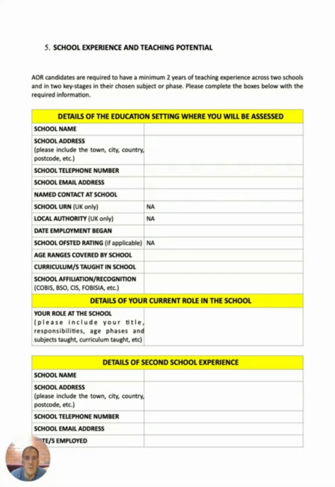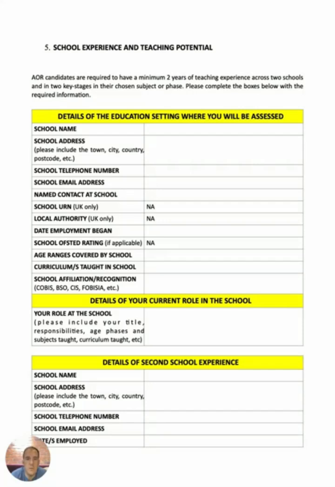Details of your current role in the school. Again, this is really important. Try to be as detailed as possible. Try to say what you are teaching, who you are teaching, what age groups you are teaching, whether you have specific responsibilities, whether you're a head of department, head of year, head of house, whether you're in charge of ECAs, you name it, you put it in there. You can put them in bullet points, that's fine. It doesn't matter how detailed it is. The more detailed, the better.